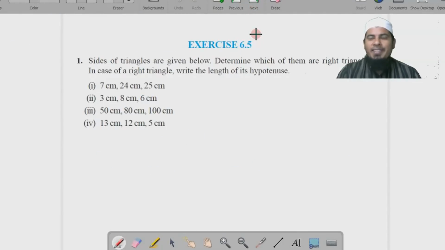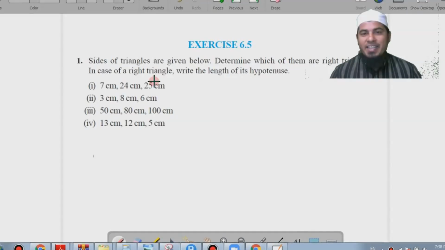Here we complete example problems. We are starting our exercise problems here. So I would like you to be very energetic to solve the problems of exercise 6.5 that will be solved in the coming video lesson. Thank you very much.